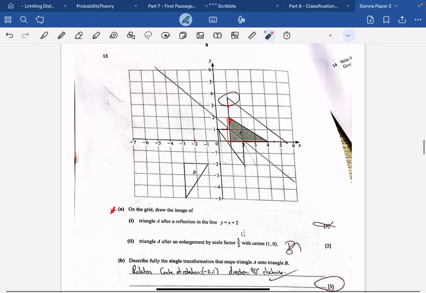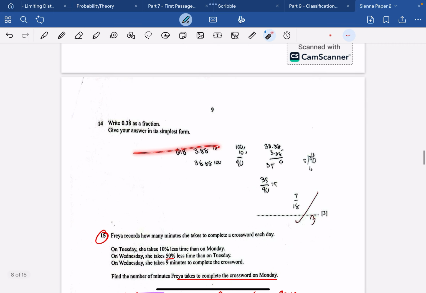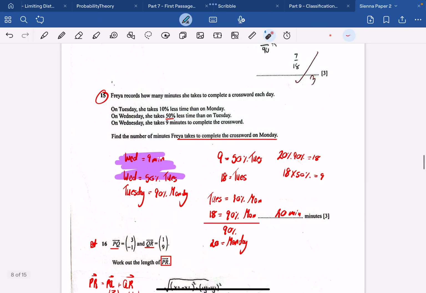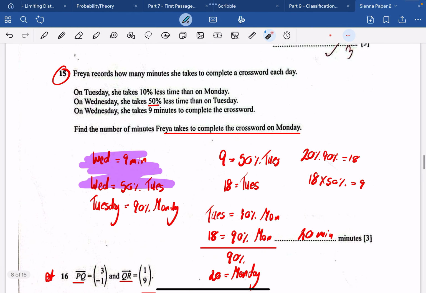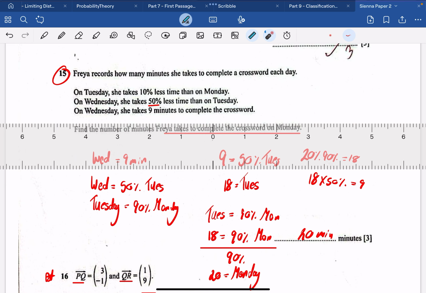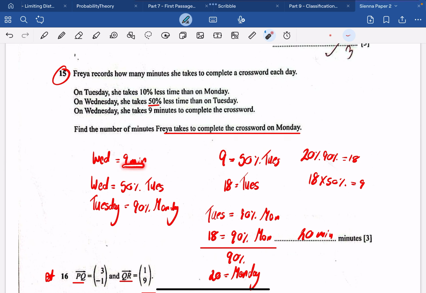We did have a chat about this question in our lesson already, so I'm just going to leave that one for now. This one you did great. We did do this one in class, but I'm just going to talk you through the process again quickly. So we know Wednesday took 9 minutes, right? Because they've given us that.